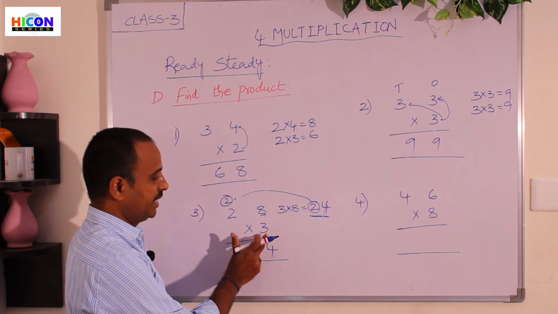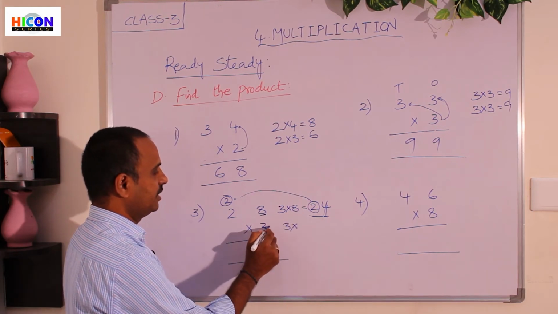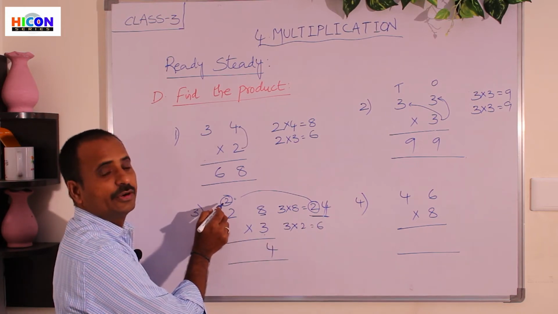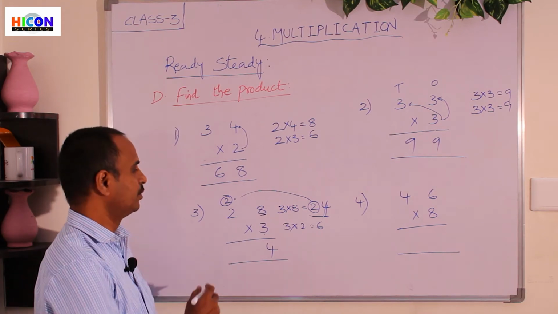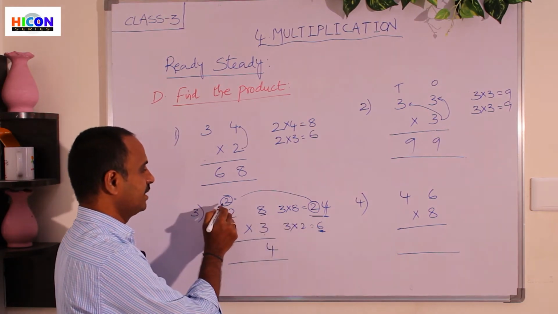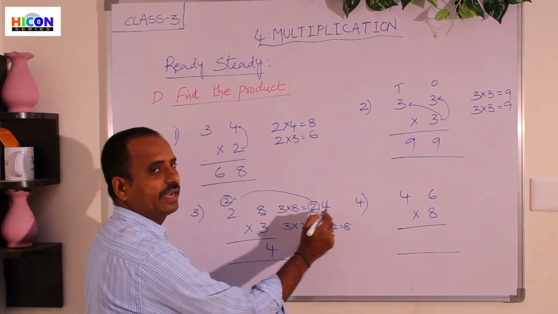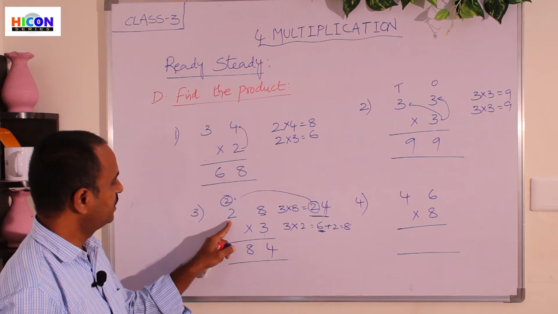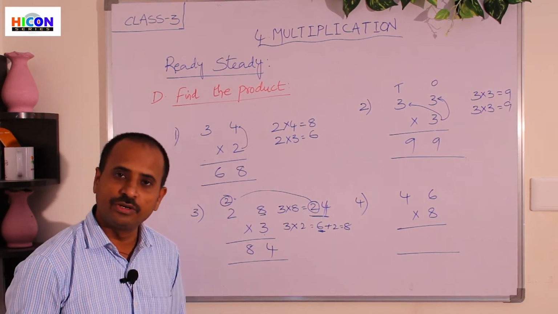Now multiply the number 3 with tens place. 3 2s are, children, how much? 6. And there is the number carried, 2. So add the number which is carried to the multiplication. Here the product is 6 and there is a carried number 2. Add that carried number: 6 plus 2 is 8. So write 8 here. So children, did you understand?